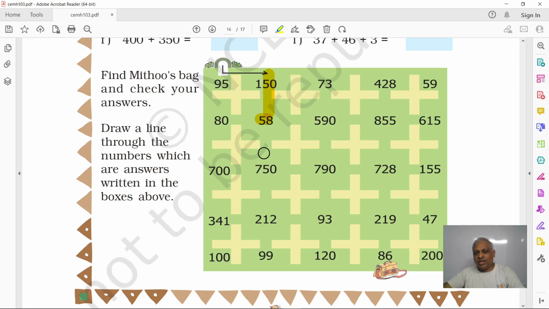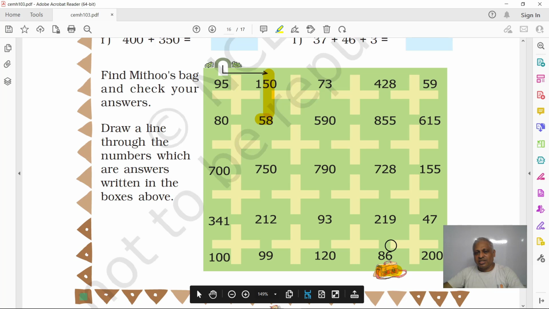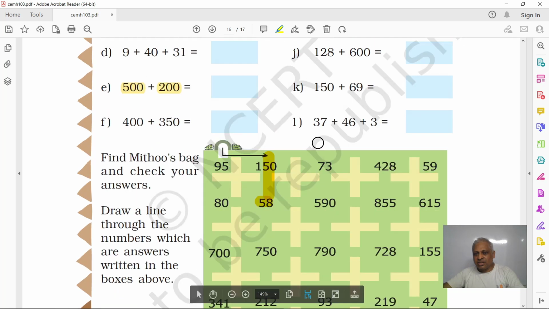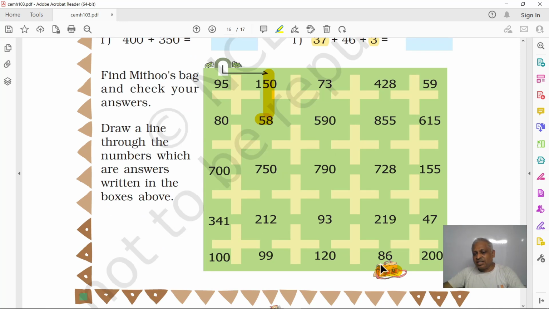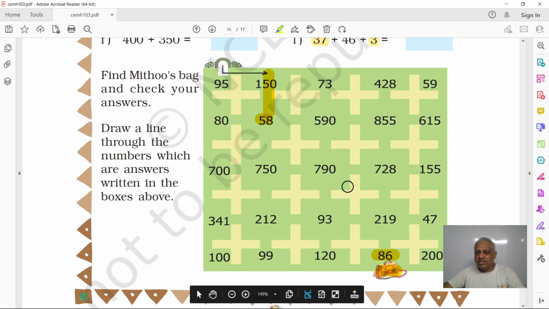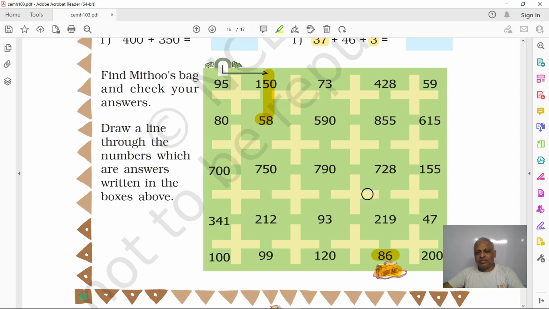Okay. That may get you to the bag here, 86. The last answer, let us see. 37 plus 46 plus 3. 37 plus 3. Oh, this seems to be simple. 37 plus 3 is 40. 40 plus 46 is 86. Okay, yes. The bag is near 86. Okay, so all the other answers are inside this grid. Okay, try them.